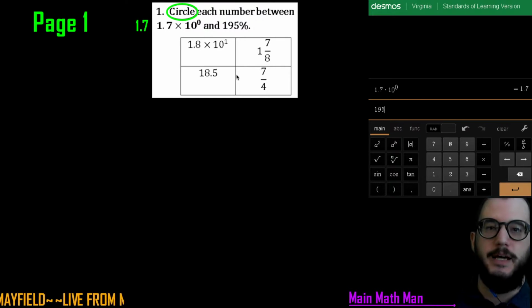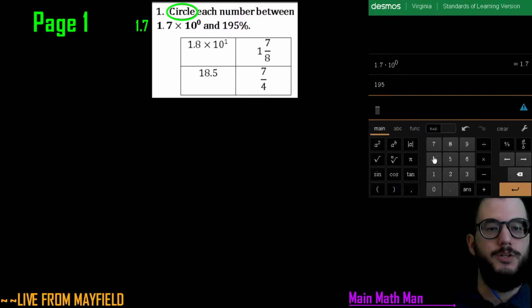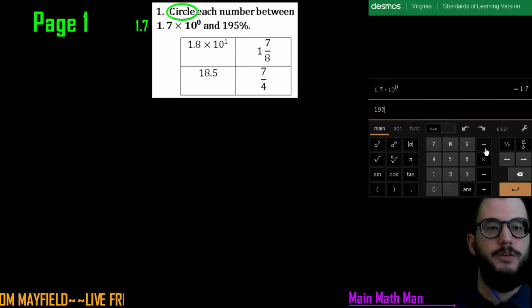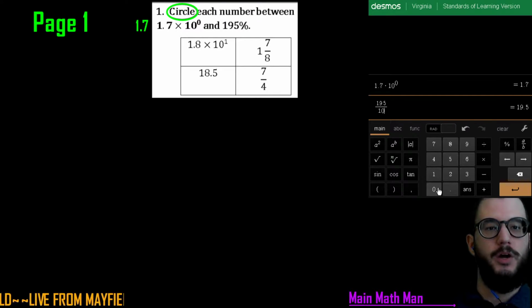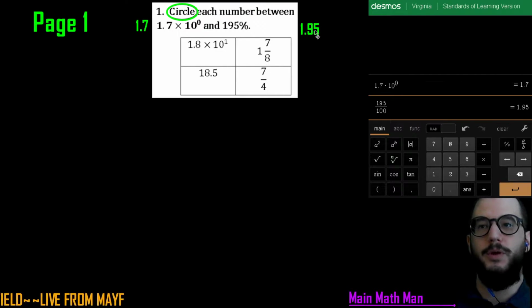195. Again, you take that entire value, and you're saying, okay, I can't do percent of, I need to divide it by 100. So you need to make sure that you divide this entire value by 100 to change it to a decimal form. So I'm going to say that this value is going to be 1.95.